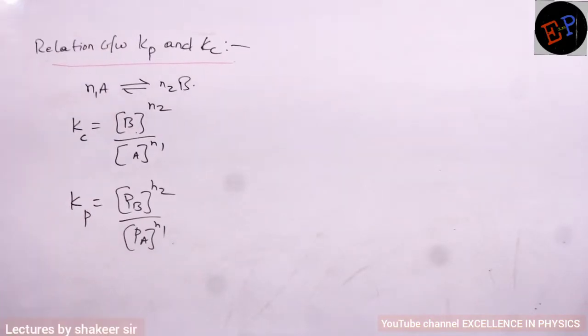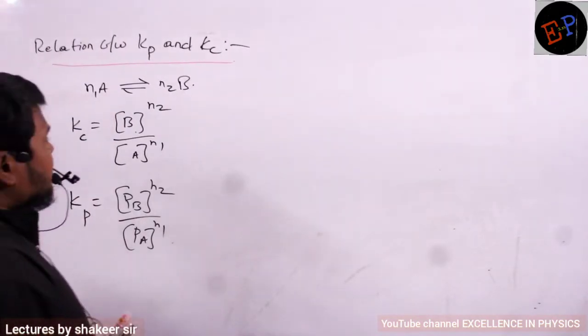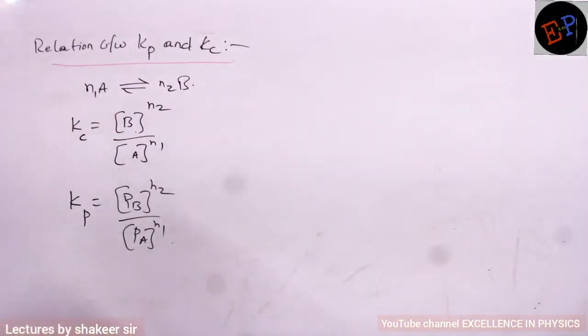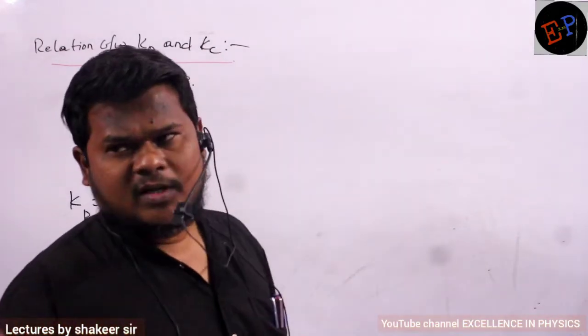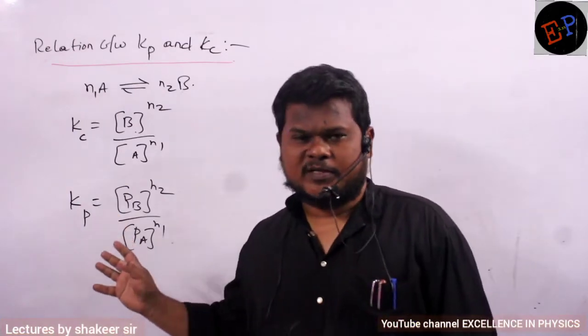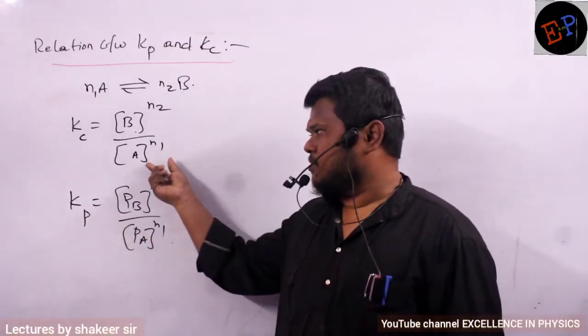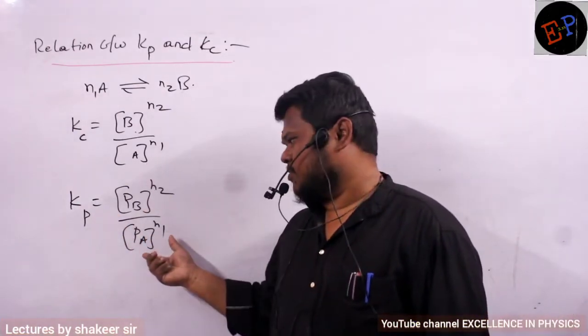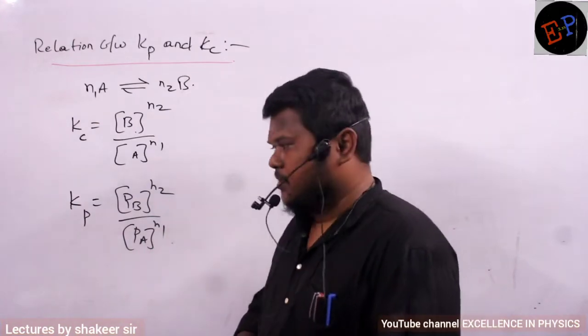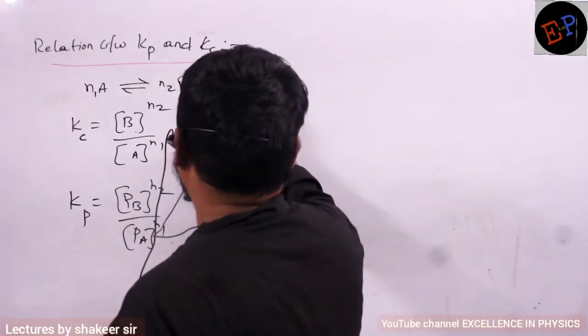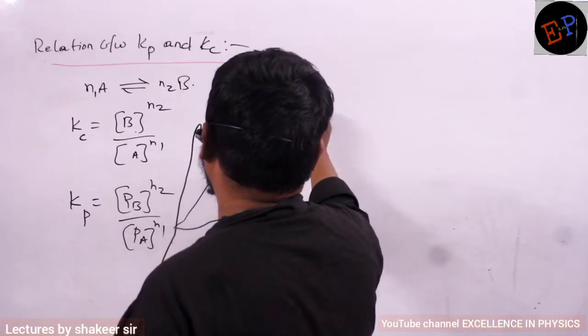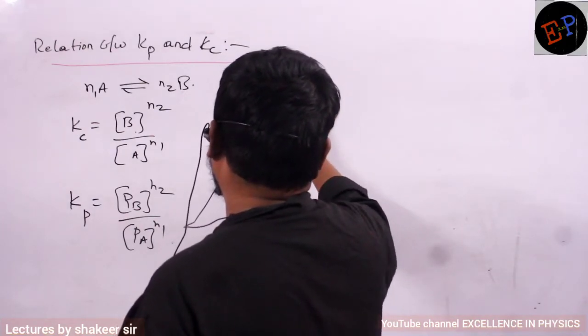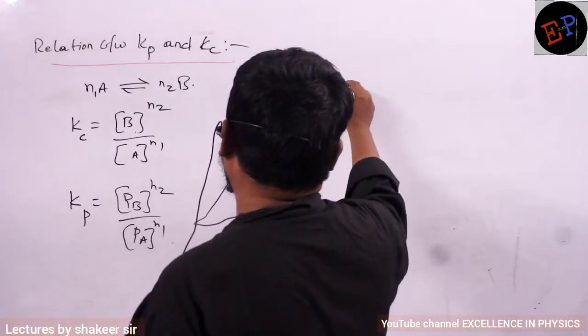Now we are trying to get a relation between Kp and Kc. Already we studied that the equilibrium constant can be written in two methods. It can be written in terms of mole concentration and also in terms of partial pressures. This is how I write in terms of concentration terms. In terms of pressure terms, I can write like this. So the relation between them is Kp is equal to Kc multiplied by (RT) to the power of delta Ng.